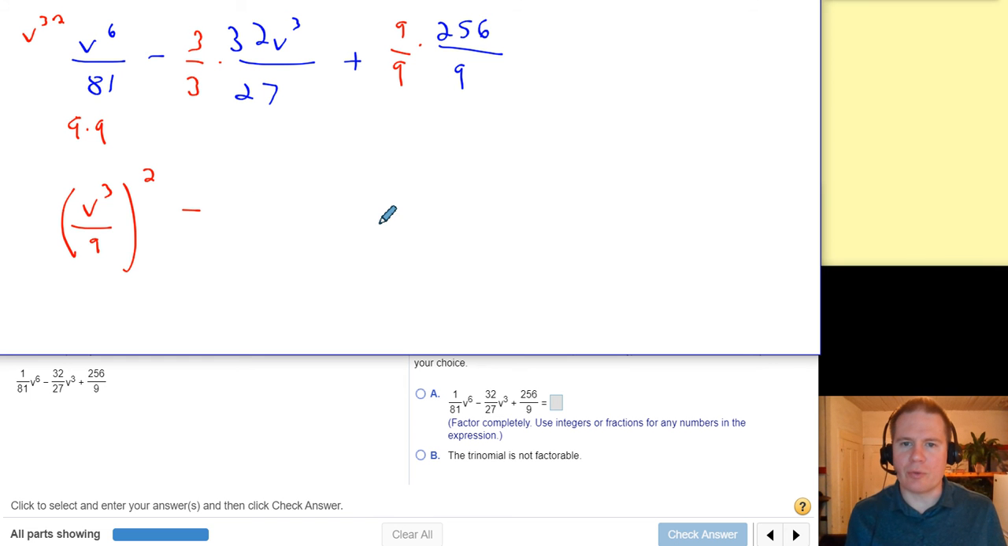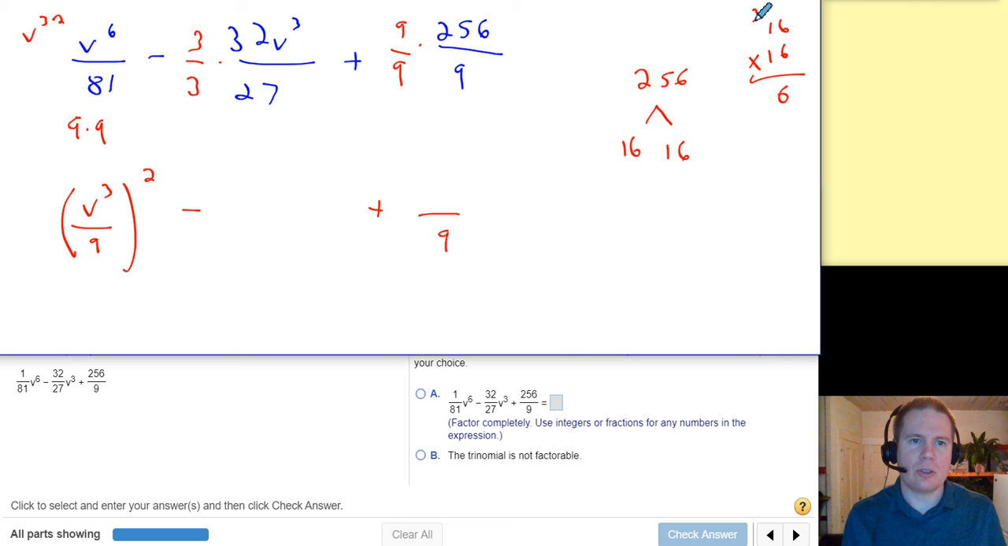Let's leave this middle term aside for a minute and just look at this last term. Here I have a 9. And 256, that sounds familiar. 256, I think that's something squared. I think it's 16 squared. Let's double check. 16 times 16. 6 times 6 is 36. 6, 7, 8, 9. 1 times 6 is 6. 1 times 1 is 1. 9, 10, 11, 12, 13, 14, 15. 256. So this is 16 squared.